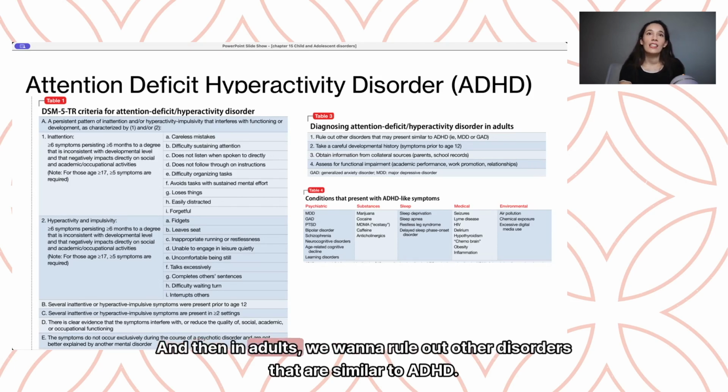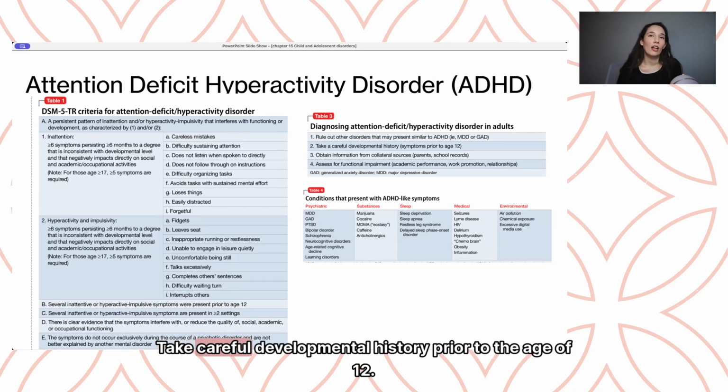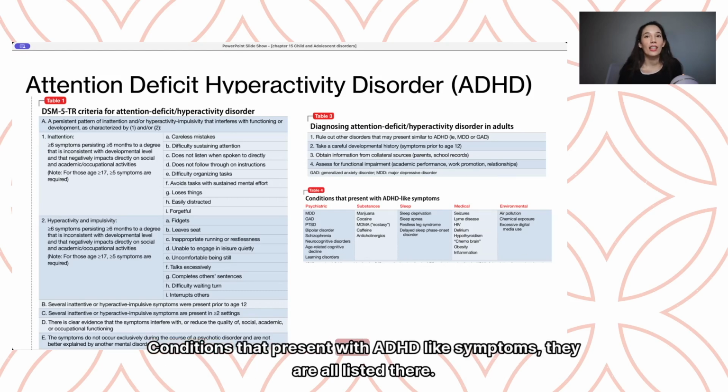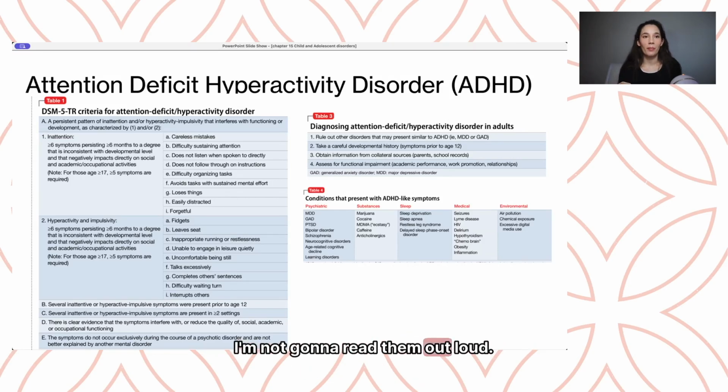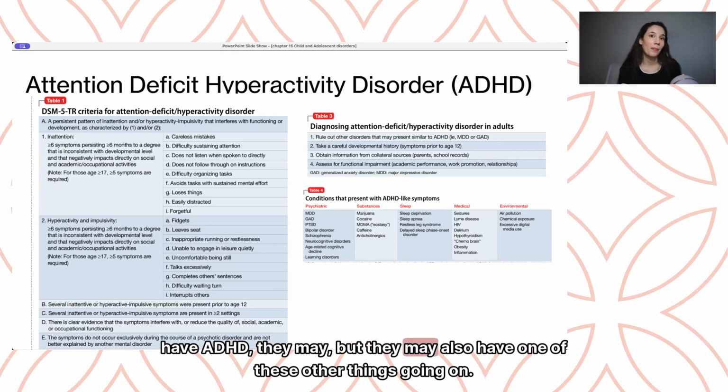Okay. And then in adults, we want to rule out other disorders that are similar to ADHD, so major depressive disorder and generalized anxiety disorder. Take careful developmental history prior to the age of 12. Obtain information from collateral such as parents or school records, and assess for functional impairment. Conditions that present with ADHD-like symptoms, they are all listed there. I'm not going to read them out loud. The point is just, if people are telling you that they're inattentive or hyperactive and they think they have ADHD, they may, but they may also have one of these other things going on.